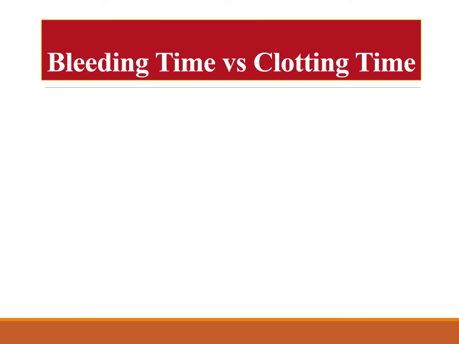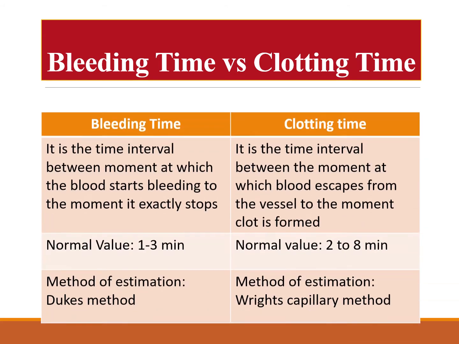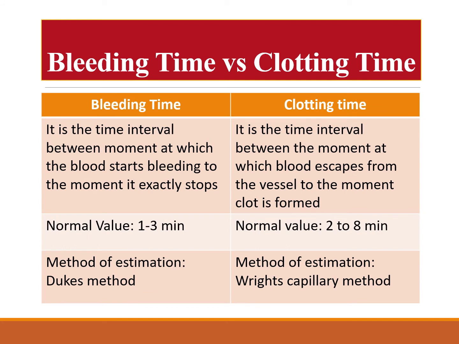In continuation with our previous part 1, we'll now study the difference between bleeding time and clotting time. Bleeding time is the time interval between the moment at which the blood starts bleeding to the moment it exactly stops. Whereas clotting time is the time interval between the moment at which blood escapes from the vessel to the moment the clot is formed.